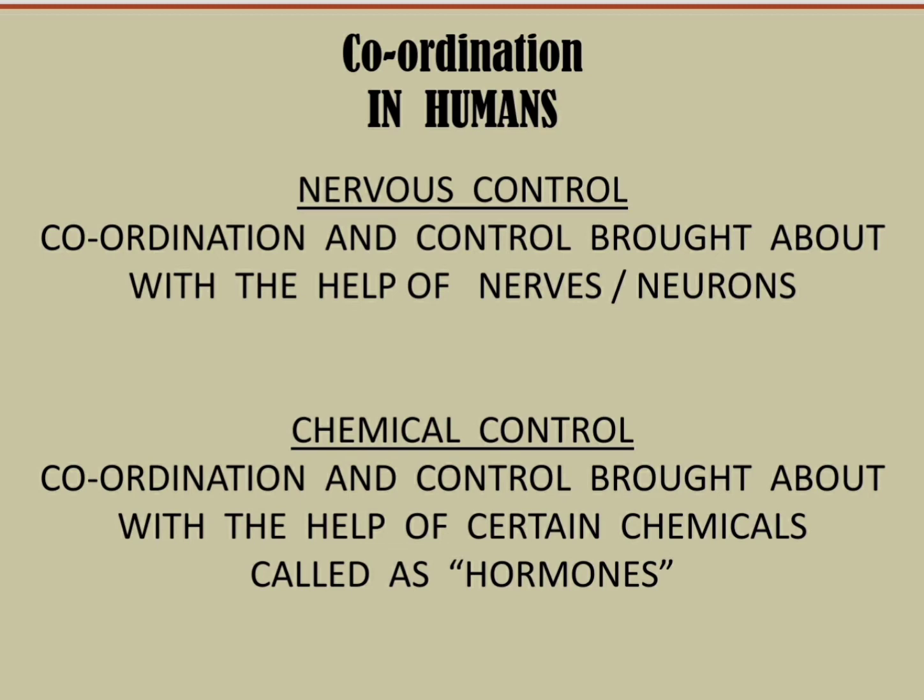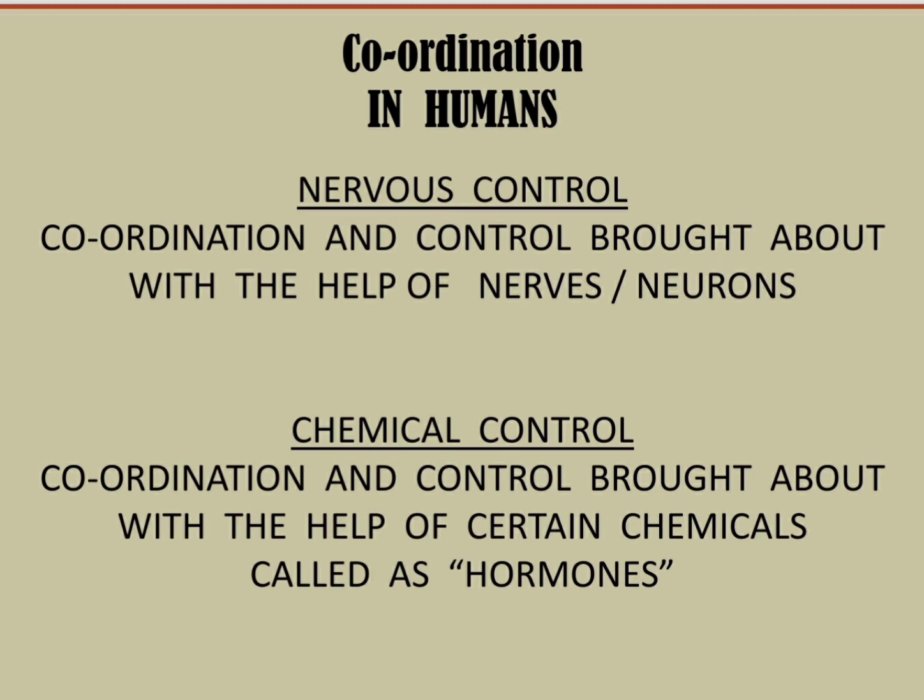When we are talking about nervous control, it means that coordination and control is brought about with the help of nerves or neurons. What nerves are and what neurons are will be explained to you in the further part of this chapter, but right now just understand that nervous control in human beings is brought about because of the presence of nerves or neurons in the human body. And the second type is called chemical control.